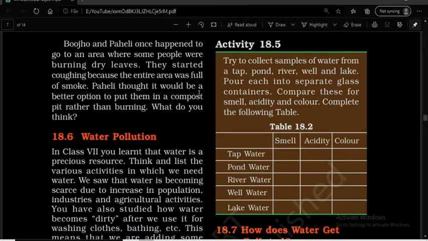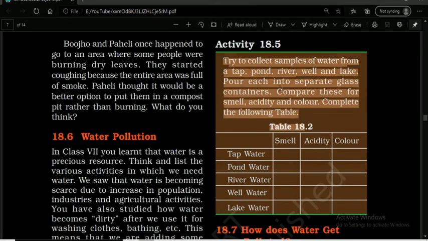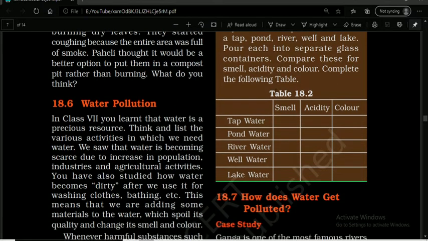So now you have to do an activity also. Try to collect samples of water from tap, pond, river, well, and lake, each into a separate glass container. Compare these for smell, acidity, and color. So you can do this at home. Tap water, pond water, even river water you can get. Well water, maybe not here. Lake water may be possible or not. So you can at least collect three samples, and check their smell and acidity with litmus paper. It is easily available in the market also. What are the changes in their color? So you have to understand it.